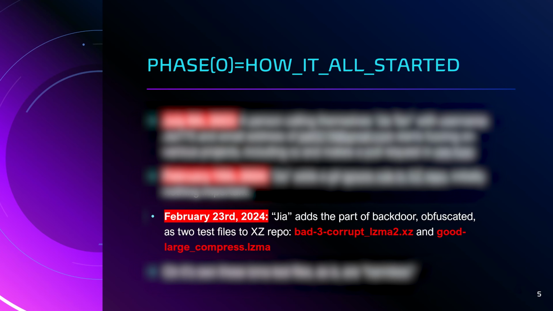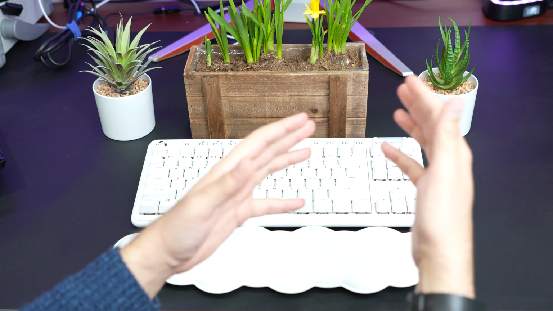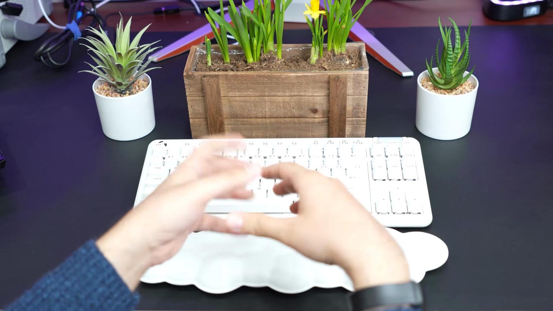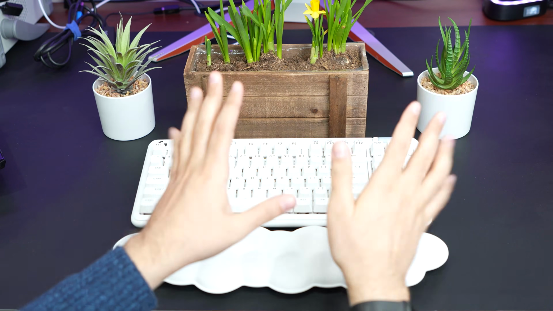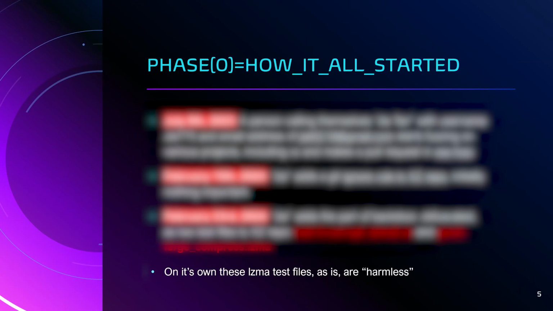It is actually two sample files, test files. There are test units, test files, on almost all libraries, right? They want to make sure that when the library or the code is compiled, it's actually doing what it's supposed to do. So Jia adds two files. One is bad-3-corrupt_lzma2, and one is good-large_compressed.lzma. On their own, these two LZMA test files, as is, are harmless, right? Because you need to load the decoder, the obfuscation, and all that stuff.